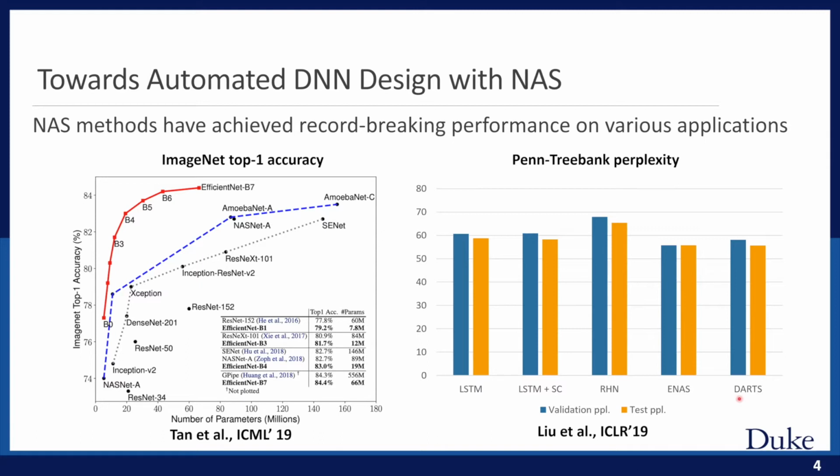So the right-hand side is the Penn Tree Bank language task. The DARTS model in orange over here actually achieves lower perplexity compared to traditional hand-designed LSTMs. Right. So generally speaking, NAS development can facilitate the DNN architecture exploration for different AI tasks on various hardware systems. And this is essentially our goal.